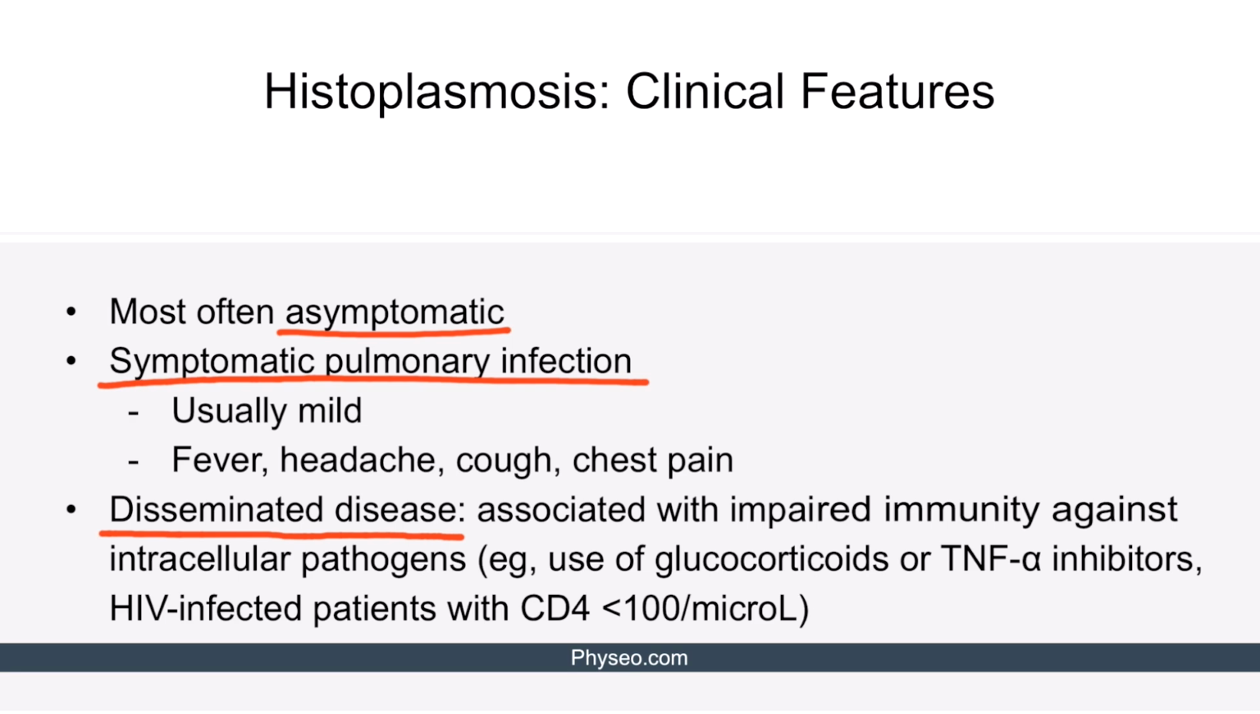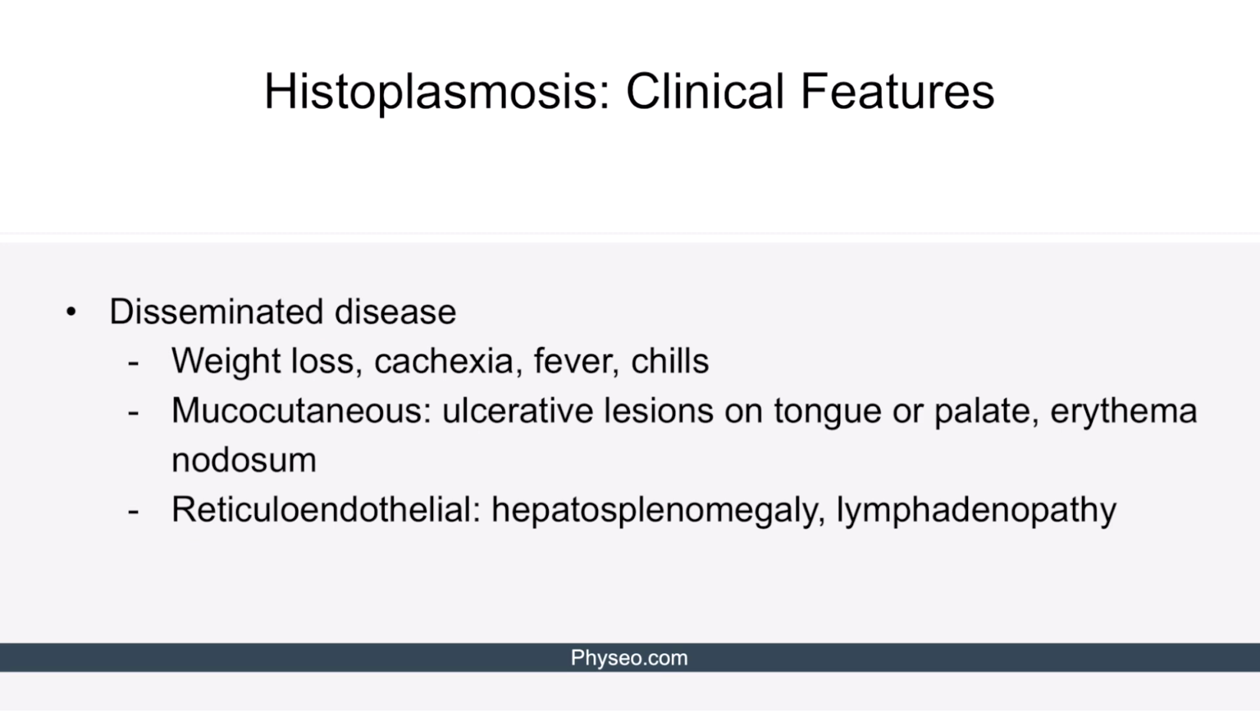So that tells us who's at risk of disseminated histoplasmosis, but it doesn't tell us how it actually presents. So let's talk about that now. The clinical features of disseminated disease include weight loss, cachexia, fever, chills, and then mucocutaneous features such as ulcerative lesions on the tongue or the palate, or even erythema nodosum. And I'll show you a picture of erythema nodosum in a minute. But these patients can also have reticuloendothelial features. Basically, you're thinking of the spleen and the lymph nodes. So these patients can have hepatosplenomegaly or lymphadenopathy.